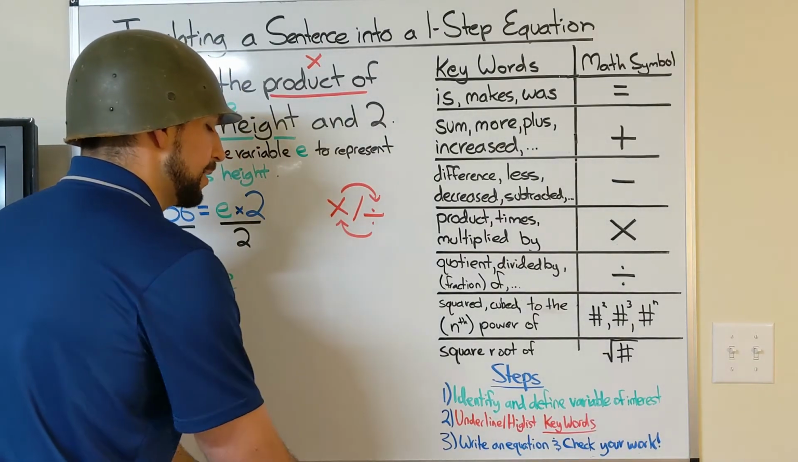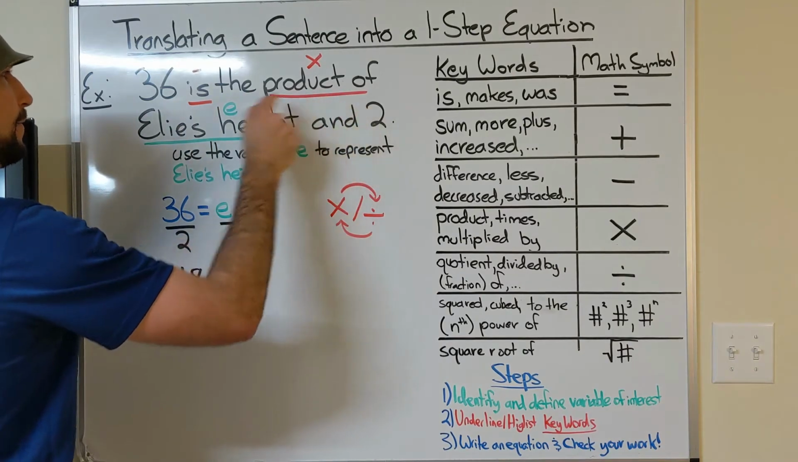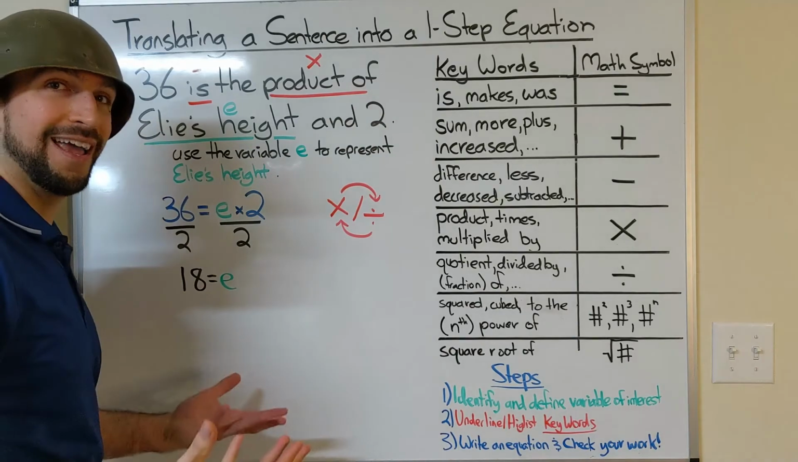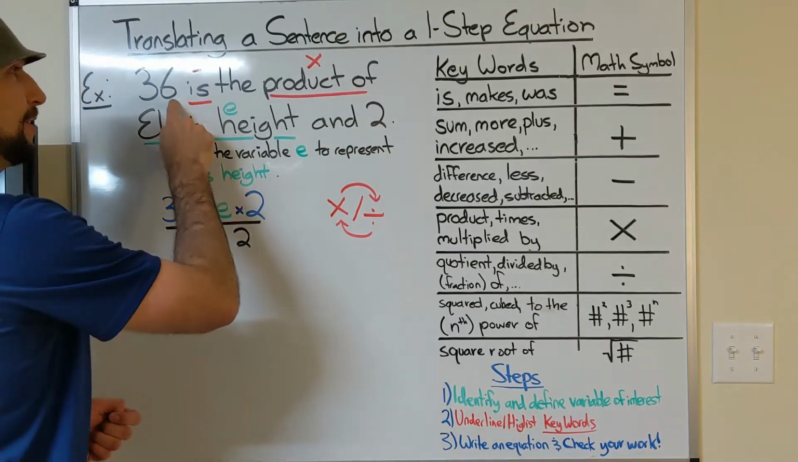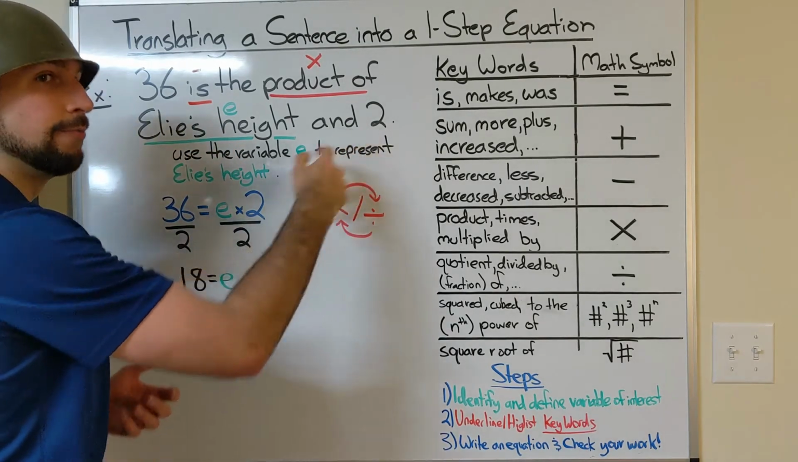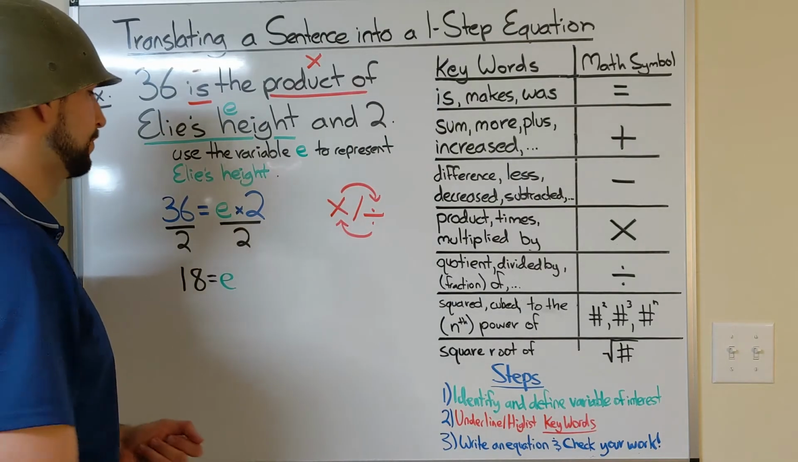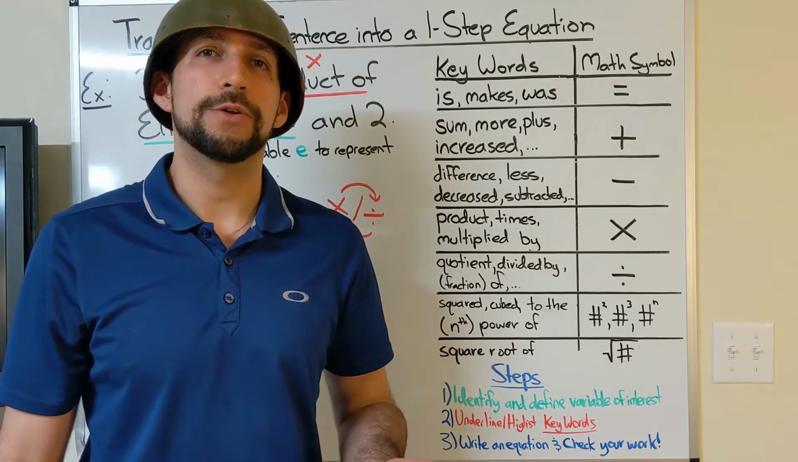Let's make sure that makes sense. So 36 is the product of Ellie's height and 2. This means that her height times 2 should be 36. Is 36 equal to e, 18 times 2? Yes, 36 is equal to 18 times 2. So we know this makes sense. Hopefully this has helped you learn how to solve these problems on your own.